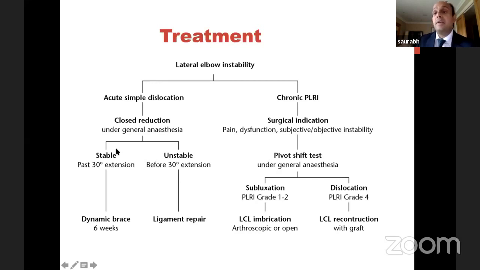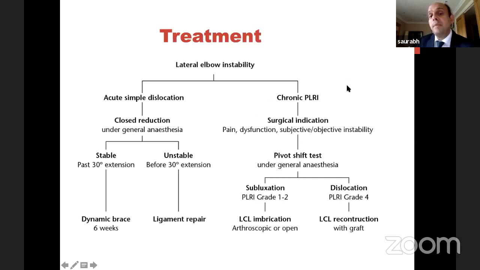So as I was telling you, the last 30 degrees doesn't matter, but if the elbow is stable at 30 and above, 30, 40, 50 degrees of flexion, you can just manage them in a sling or a brace or a plaster slab for only 10 days. However, if it's unstable, then you do a ligament repair, like in a terrible triad situation.